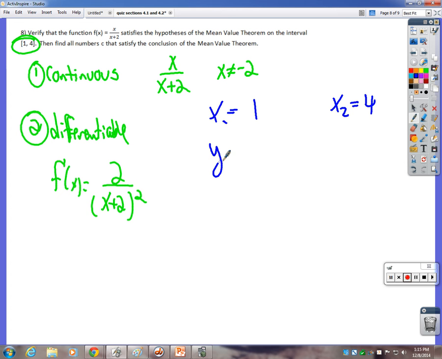Okay? So then y1 is what I get if I plug that into there. So 1 over 3 is 1/3. And then y2 is what you get when you plug this into there. So that's 4 over 6, which is 2/3, right? So I'm doing what Hannah did with the other problem. I'm finding the slope of the graph from 1 to 4. Okay? So the joys of being a calculus teacher. y2 minus y1 is 1/3. x2 minus x1 is 3.